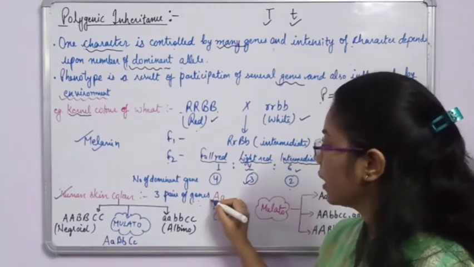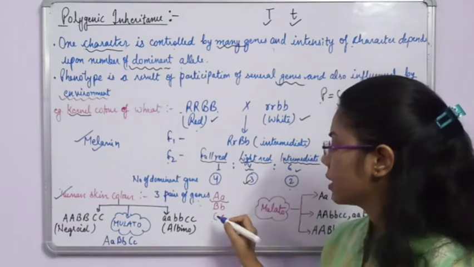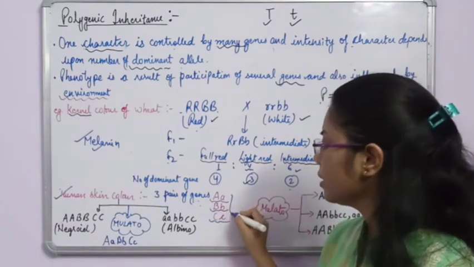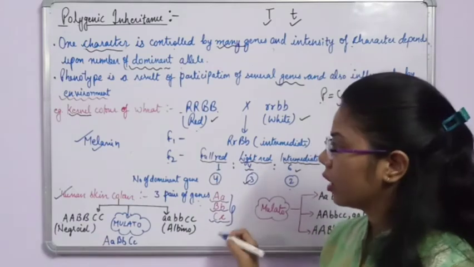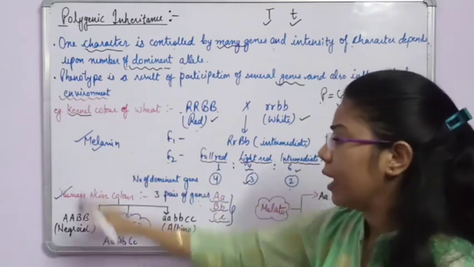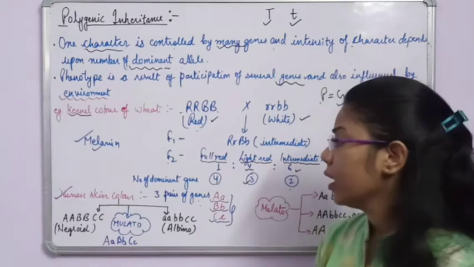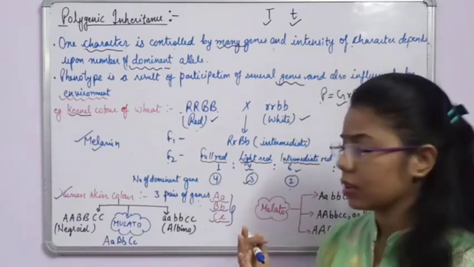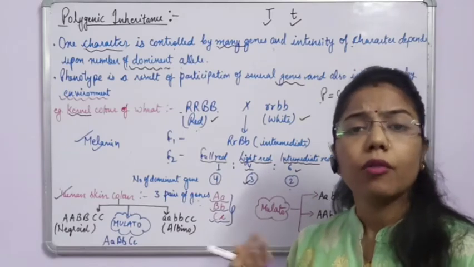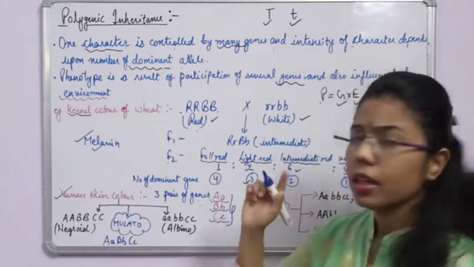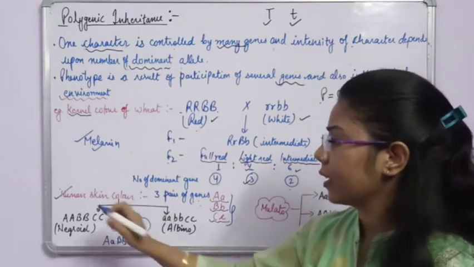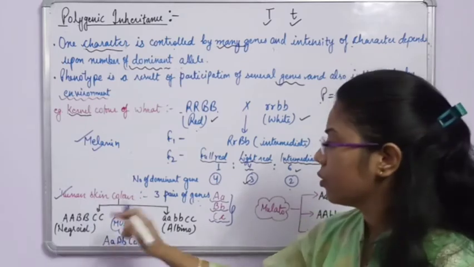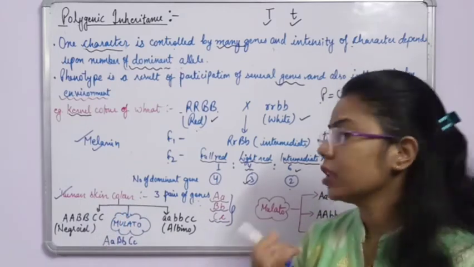So how many pairs do we have here? 1 pair, 2 pairs and 3 pairs. So all together these 3 pairs of genes are controlling which pigment? Melanin pigment. Okay, so when we are talking about these 3 genes, it means that more than 1 gene is controlling a single character. This is skin color. So skin color is a character which is controlled by the 3 genes.